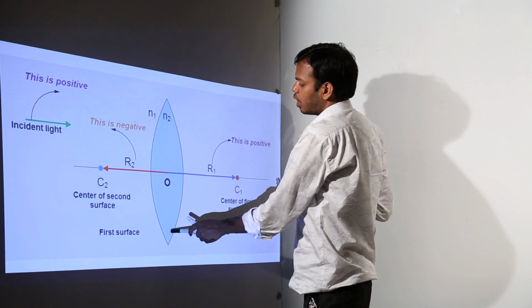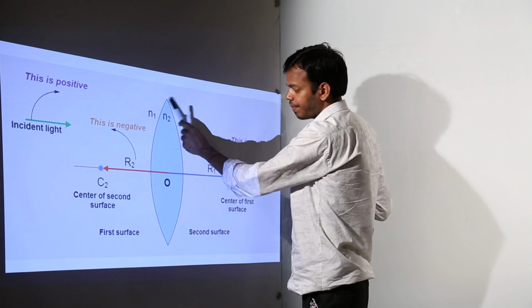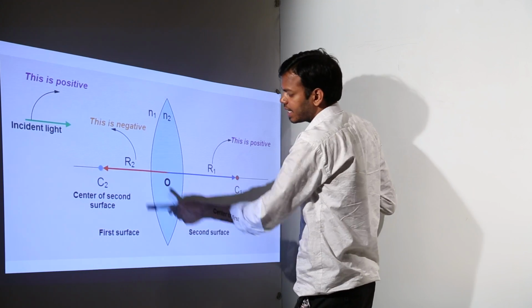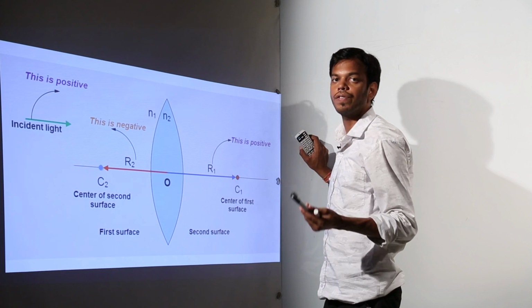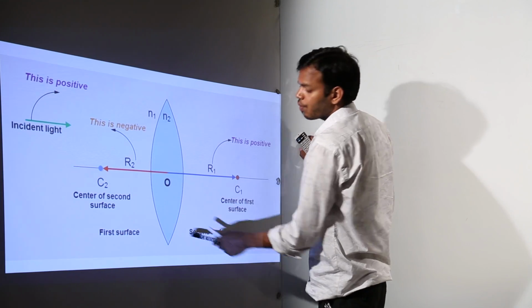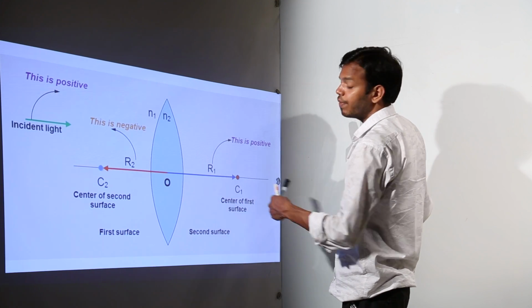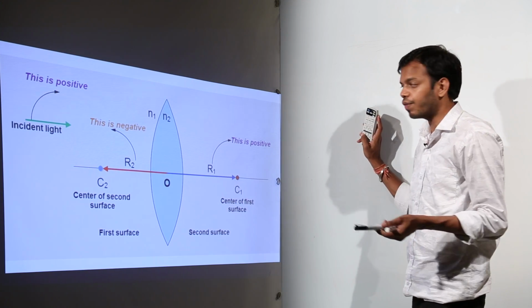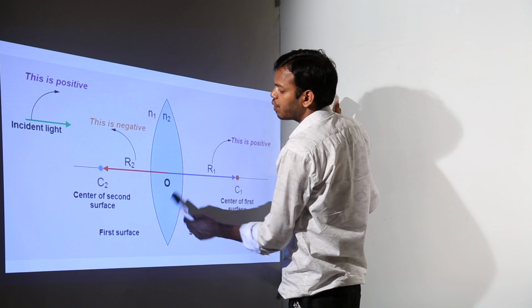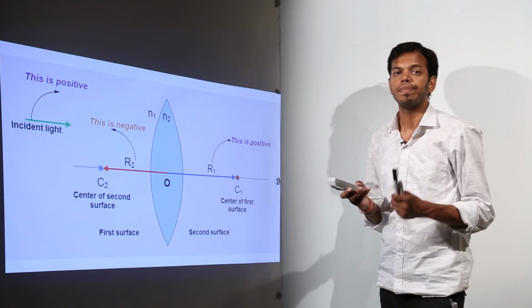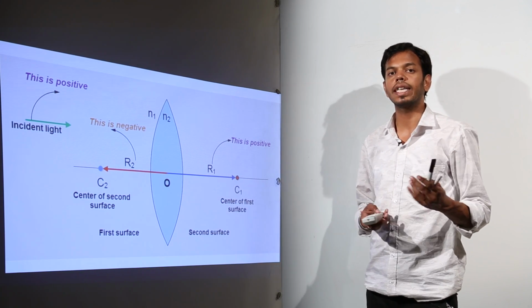So the first surface calls for the first center of curvature, and this falls for the second surface. That is why the first center of curvature will have a positive radius of curvature, whereas the second surface will have a negative radius of curvature. This will be inverted for a concave lens.